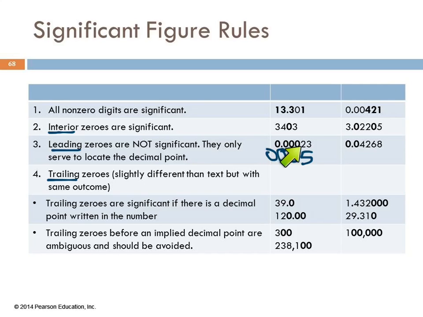Leading zeros, these zeros are important because they hold the decimal place, but they don't reflect a measurement. So leading zeros never count. Zeros at the beginning. So the trapped ones always, the leading ones never, and then those trailing ones.